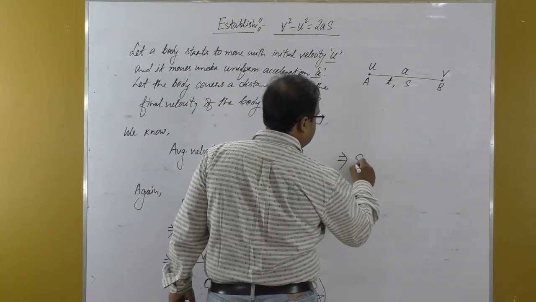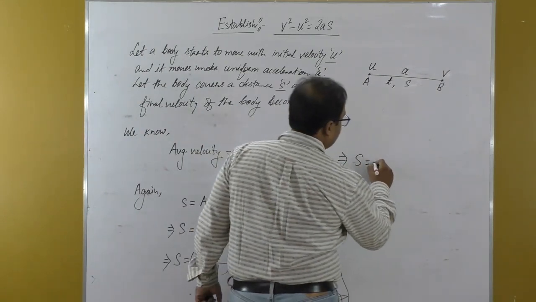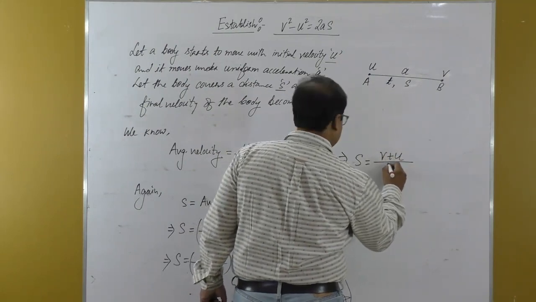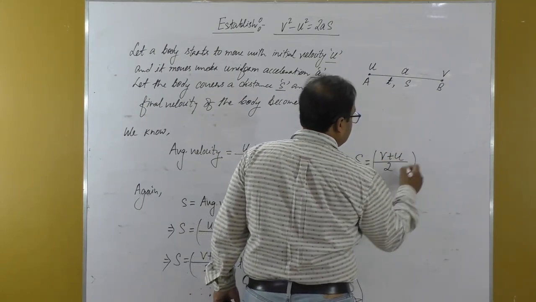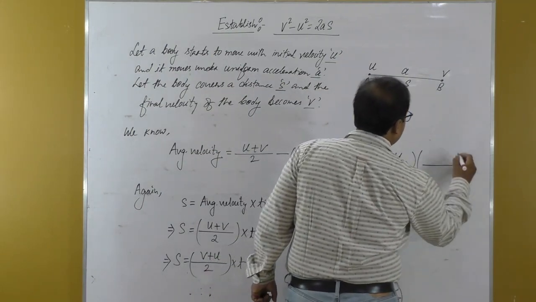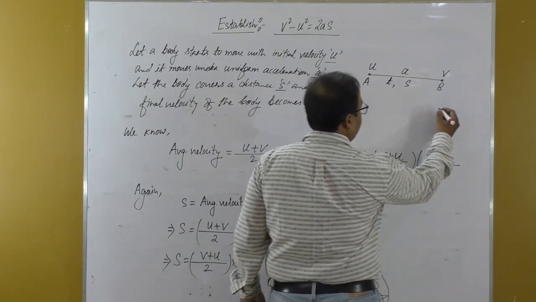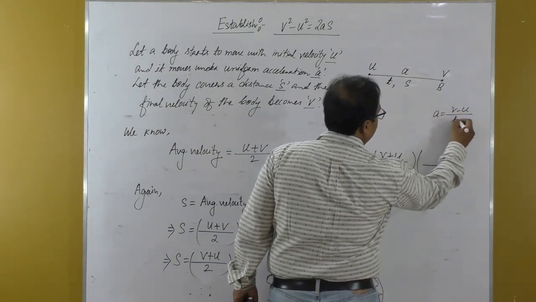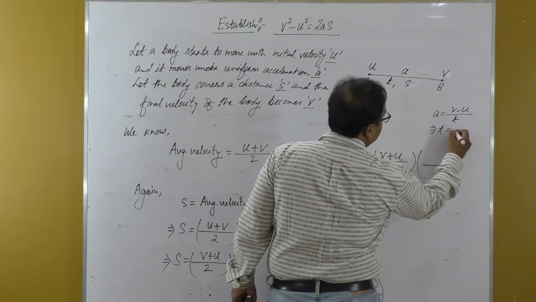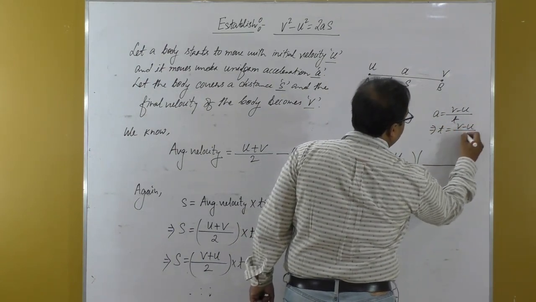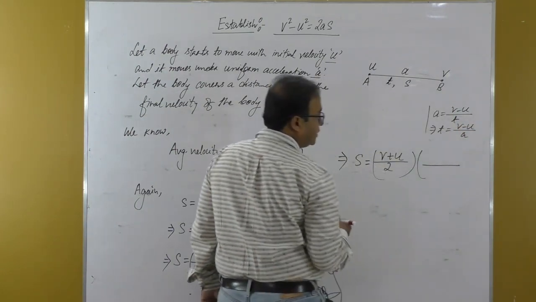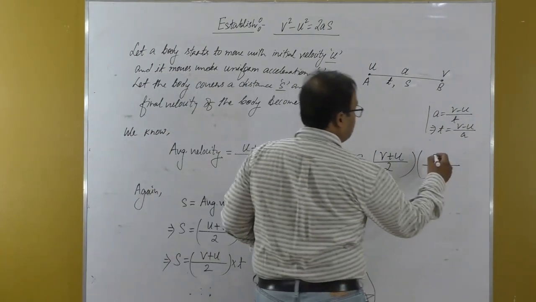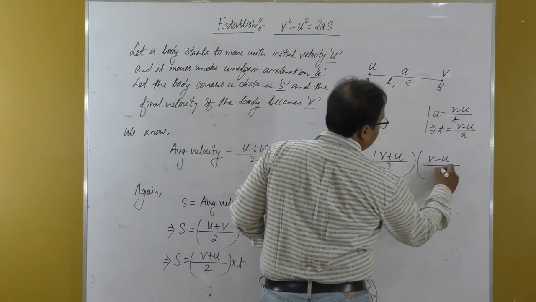So s equals (v plus u) by 2, into t. For t we can write from the equation: we know that a is equal to (v minus u) by t. So t is equal to (v minus u) by a. From this relation, instead of t we can write (v minus u) by a.